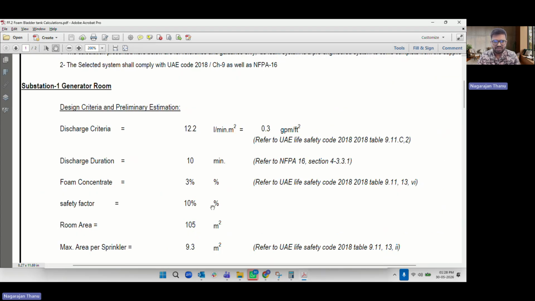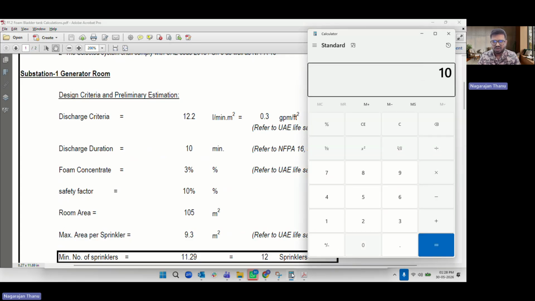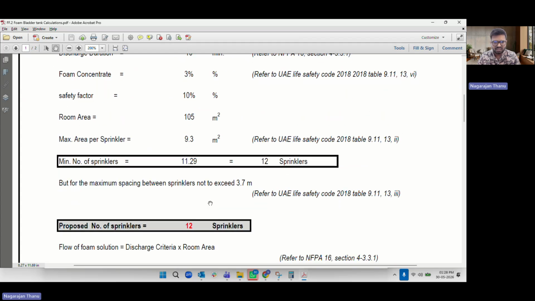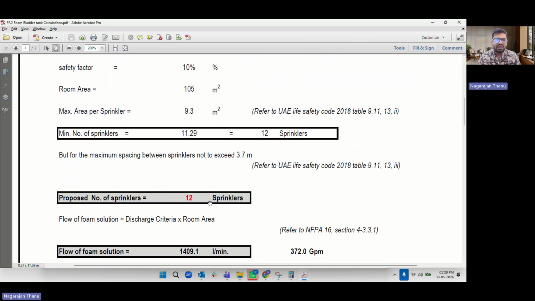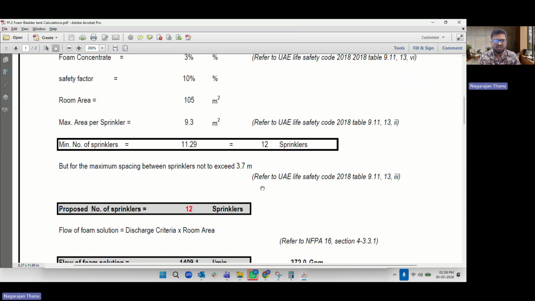So now 9.3 meters square is the maximum area per sprinkler. Now you can see how many sprinklers we need. My area 105 divided by 9.3, so we need 12 sprinklers for my generator room. Then the maximum spacing between sprinklers should not exceed 3.7 meters. This you already need to consider when you place the sprinklers. Okay, then now we need to start one by one.